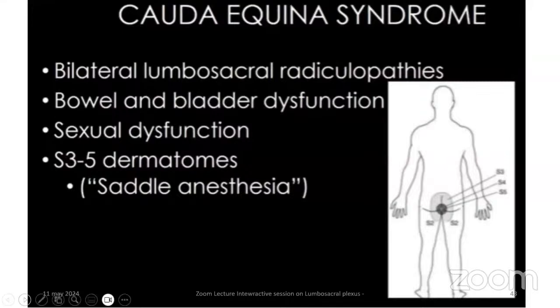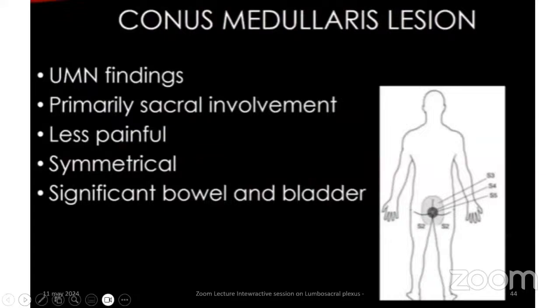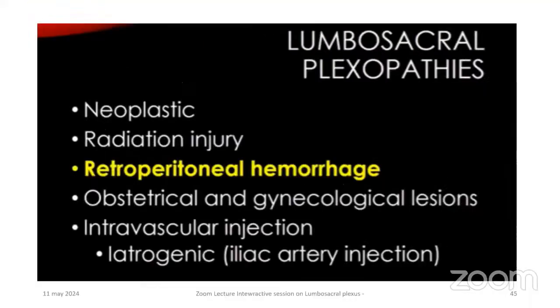On the other hand, if you look at the conus medullaris, usually there may be UMN findings. There's not much weakness in this, but there is a gross saddle anesthesia, and the pain is less in this case. It's symmetrical, and right from the beginning you have bowel and bladder dysfunction. The symmetrical involvement of saddle anesthesia, some UMN findings, a less painful condition, and involvement of bowel and bladder right from the beginning is characteristic of conus medullaris.